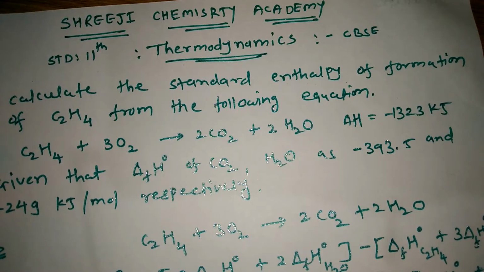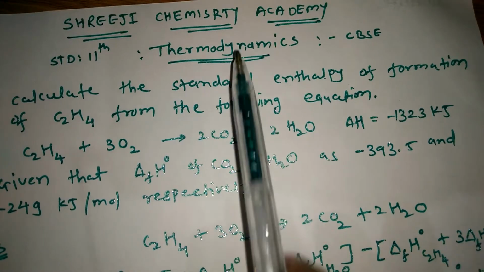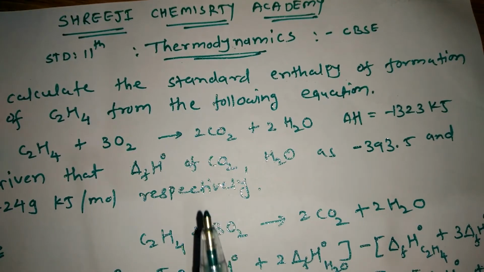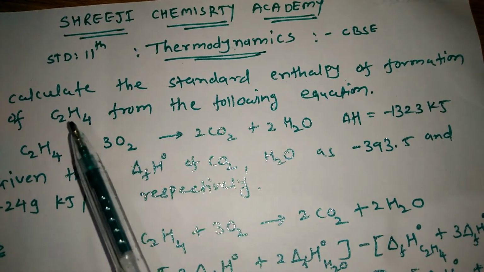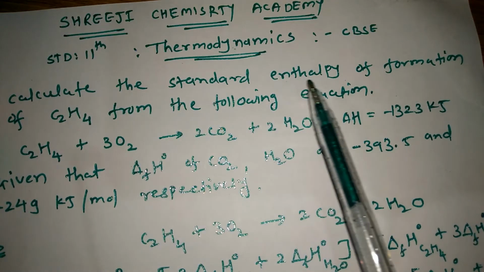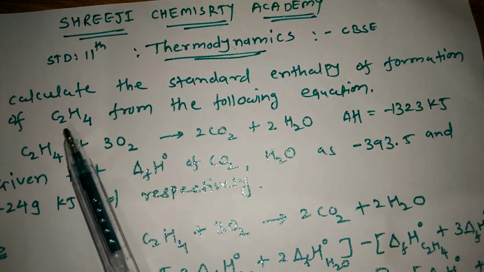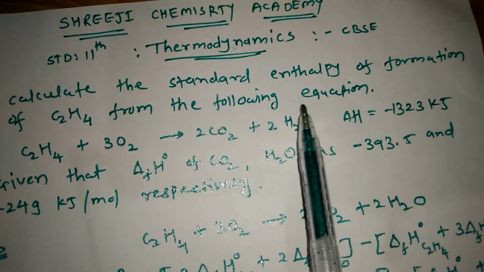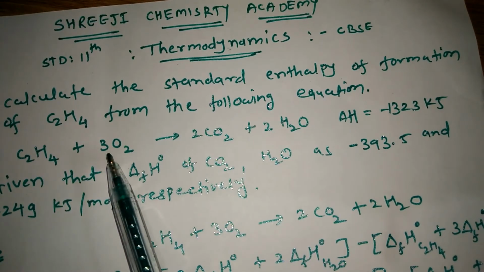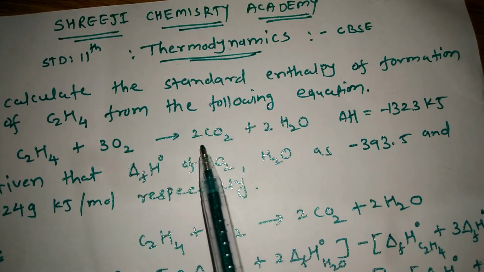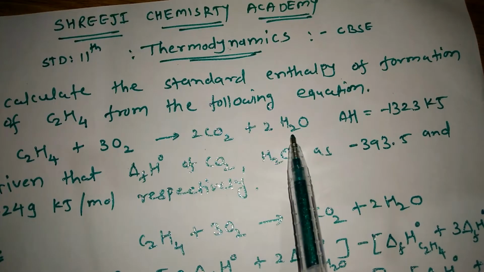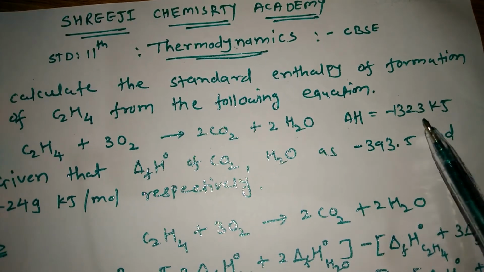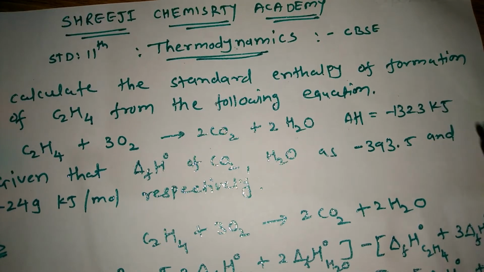Today I am going to teach you thermodynamics numerical based on enthalpy of formation. Calculate the standard enthalpy of formation of C2H4 from the following equation. C2H4 plus 3 O2 gives 2 CO2 plus 2 H2O. Delta H is minus 1323 kilojoule.